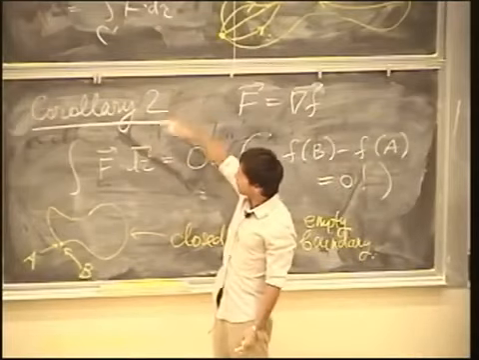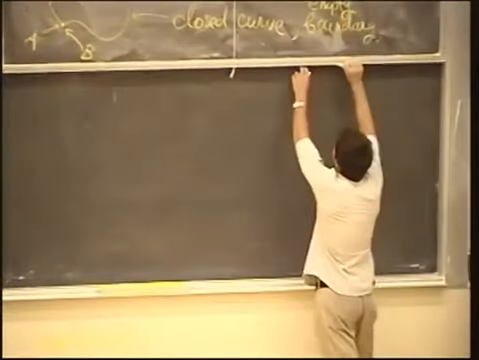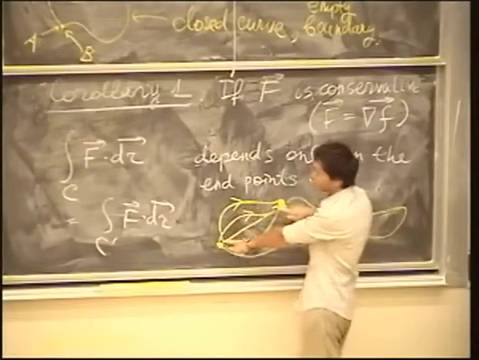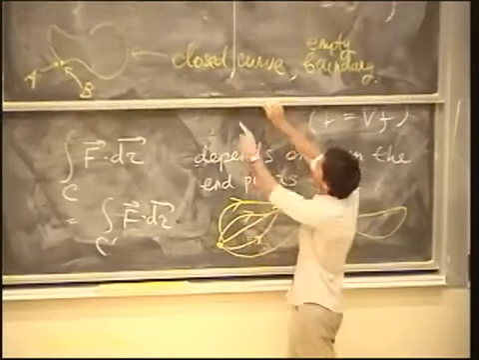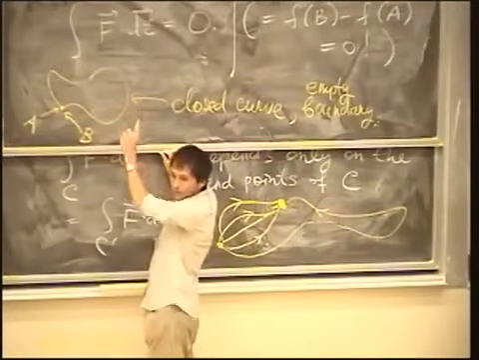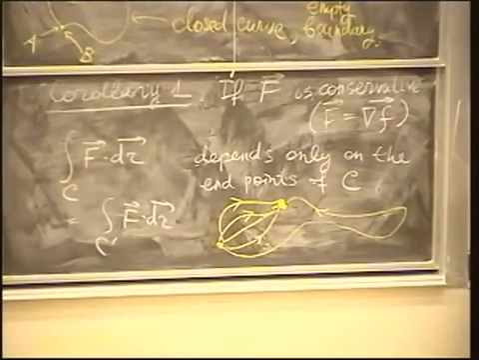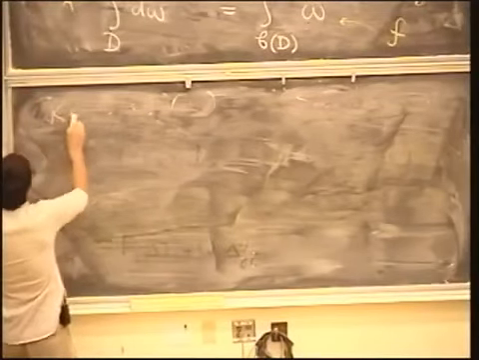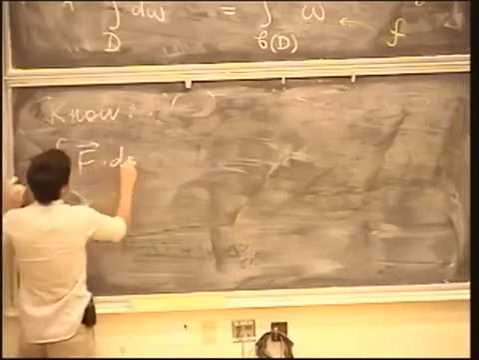So, in fact, these two statements are equivalent to each other for the following reason. In the statement which I call corollary 1, the emphasis is on the fact that if you have two curves connecting the same points, then the answer is the same. But suppose I know that for any closed curve, the integral is 0. This is also implied. Why? Let me draw it on a separate board. So suppose I already know that the integral over any closed curve of F dot dr is 0.